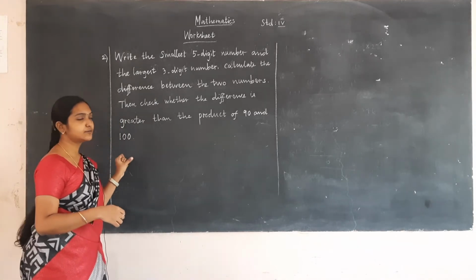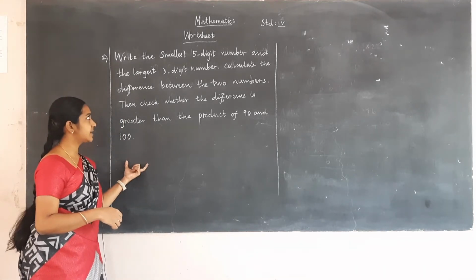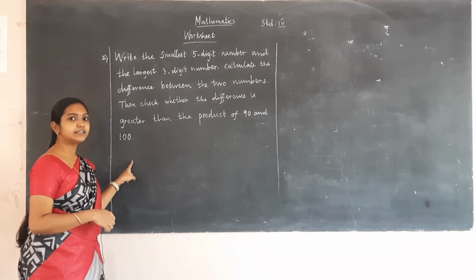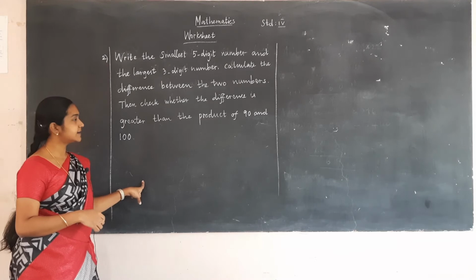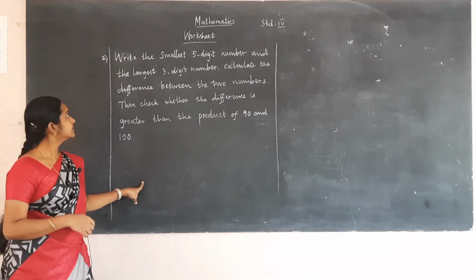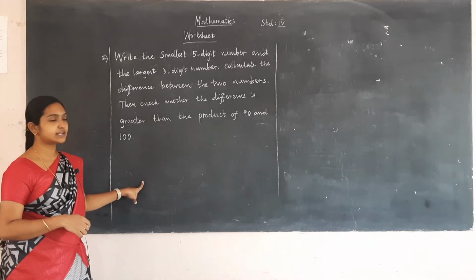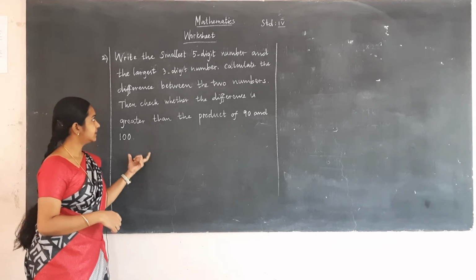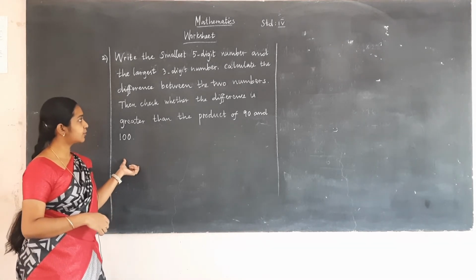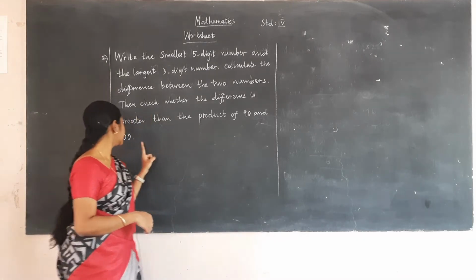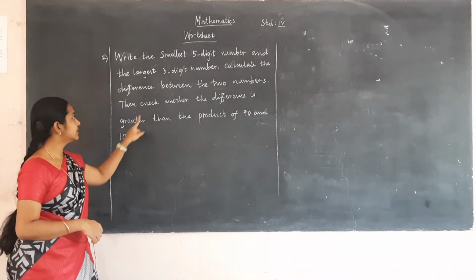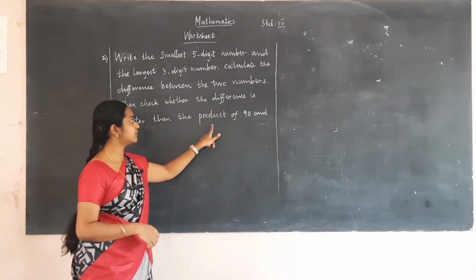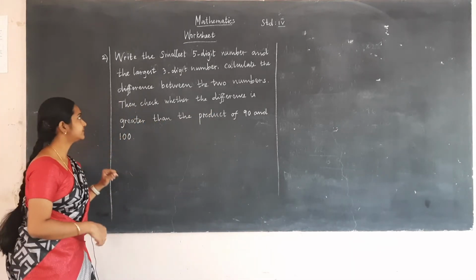First we have to find smallest 5-digit number and then largest 3-digit number, and we have to find the difference between the smallest 5-digit number and the largest 3-digit number. Then we have to find the product of 90 and 100. We have to find whether the difference is greater than the product of 90 and 100.